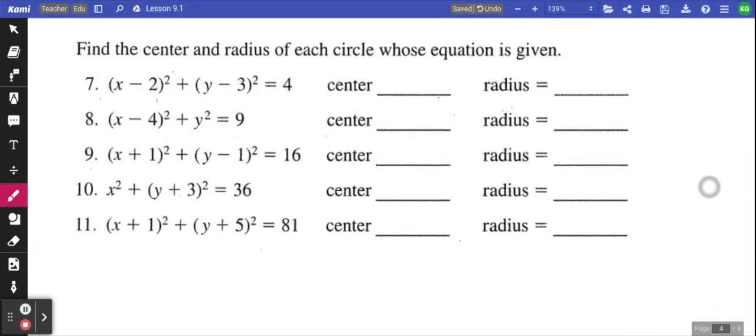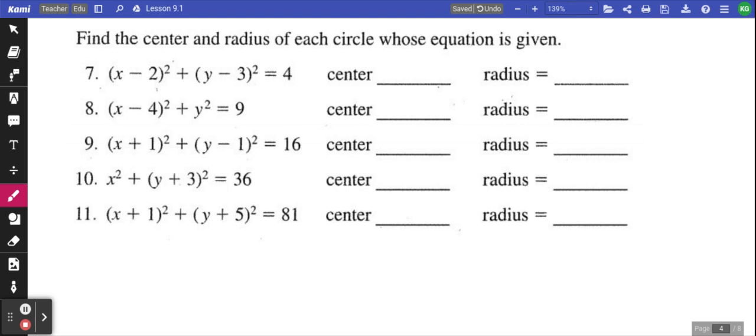Now they're going to do the opposite. They're going to give us the equation, and we need to find the center and the radius. For the center, it says x minus 2, so I have 2 comma y minus 3, which is 3. And then it equals radius squared, which is 4. So if the radius squared is 4, the radius is just 2. The next one is x minus 4, and then it's just a y, so it's y minus 0. And the square root of 9 is 3.